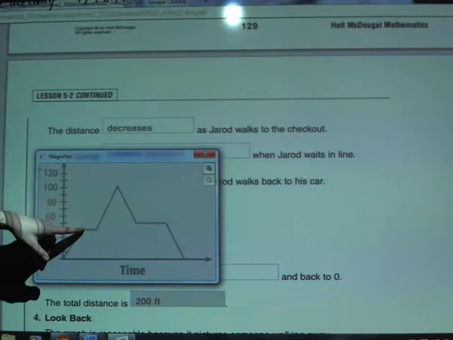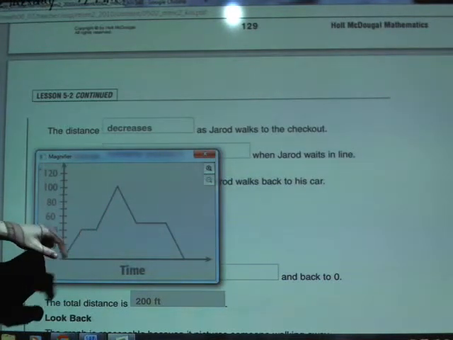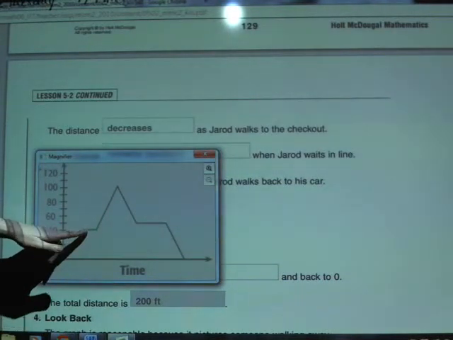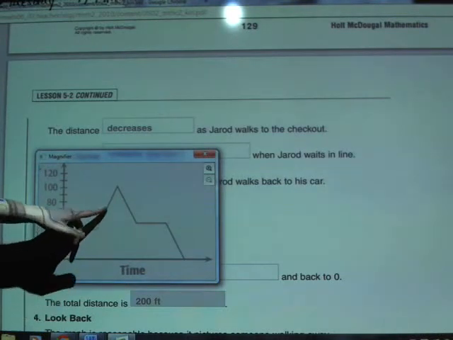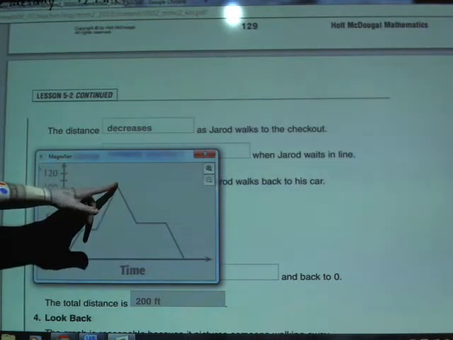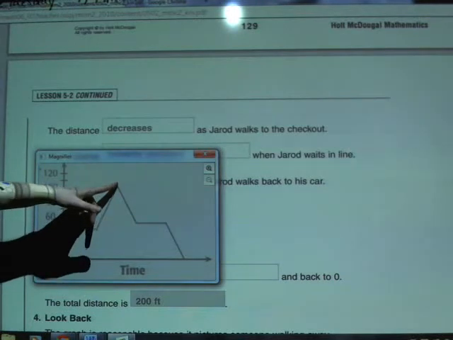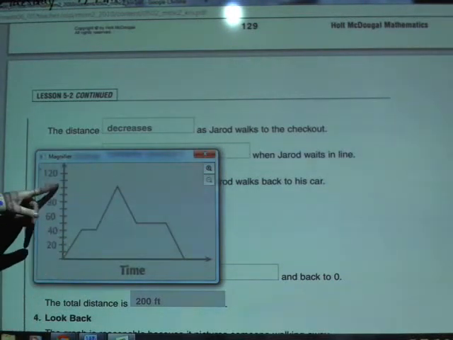So that's why it's flat. Then it says he's going to walk another 60 feet to the back of the store. So all of a sudden it goes 60 further away from his car, and we get out to this point here. So obviously the graph is topped out here at 100 now.